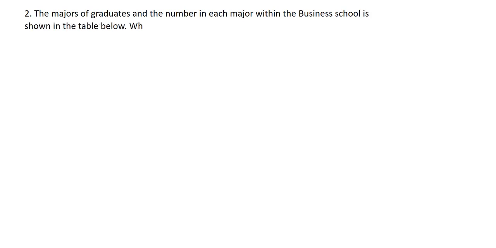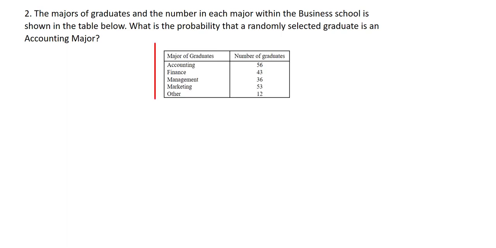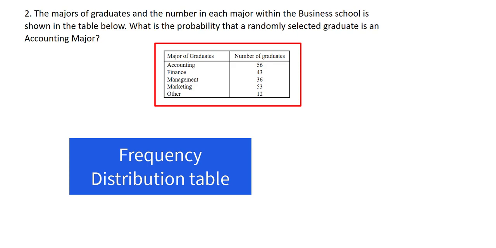For the next problem, the majors of graduates and the number in each major within the business school is shown in the table below. What is the probability that a randomly selected graduate is an accounting major? If we look at this table, it is an example of a frequency distribution table.